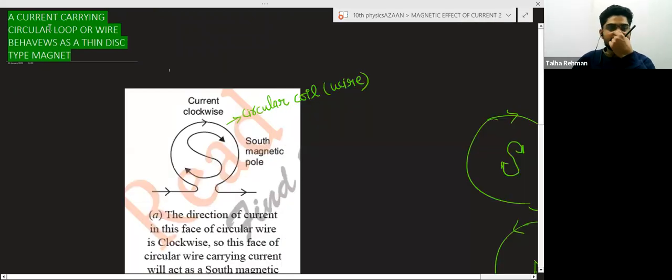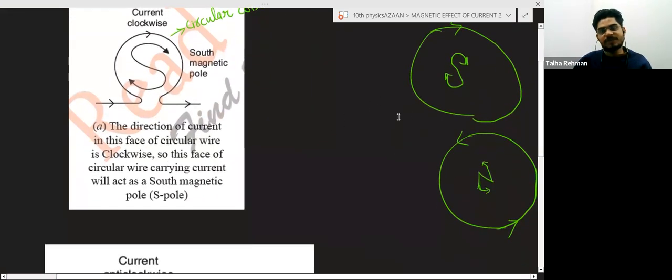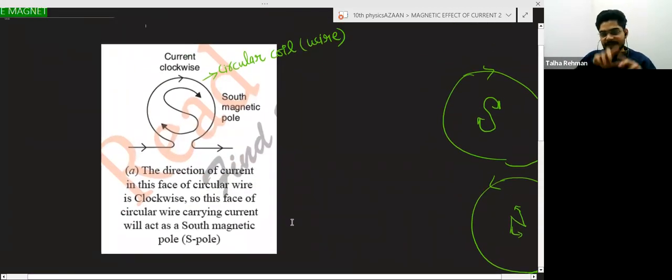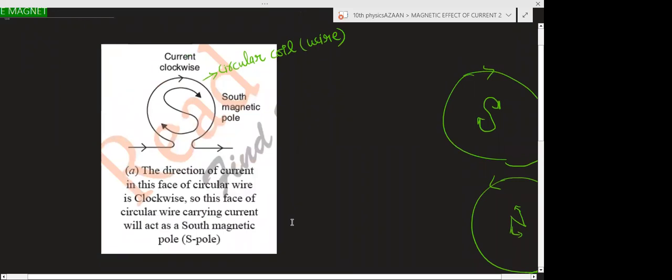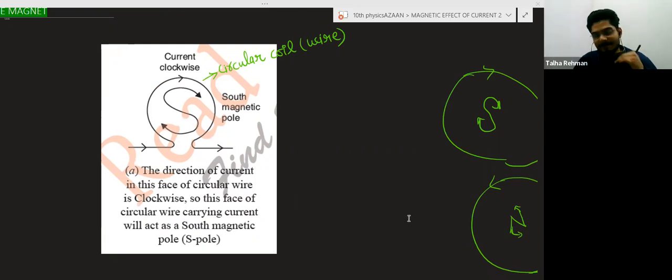Okay, now after that, a current carrying circular loop or wire behaves as a thin disc type of magnet. For example, if we have a circular wire and the current is flowing in that circular wire, then it will behave as a thin magnet. This circular wire will behave as a magnet, and a magnet has two poles, south pole and north pole. So two poles will develop.